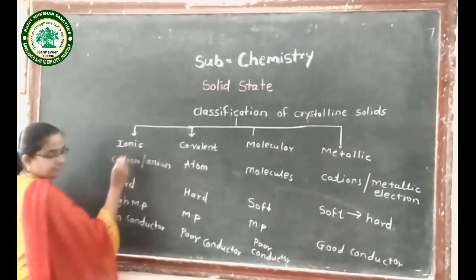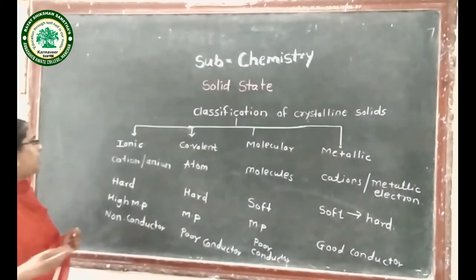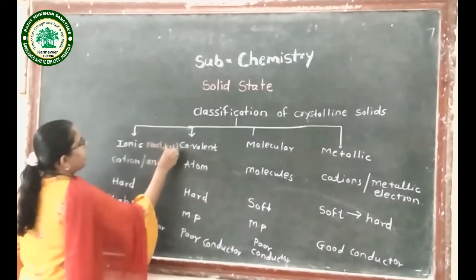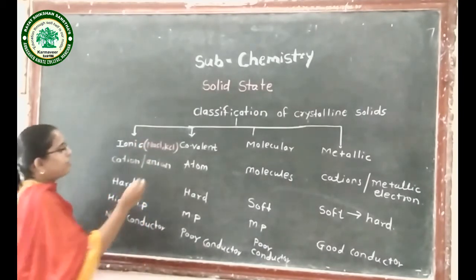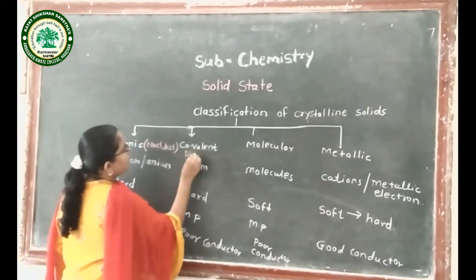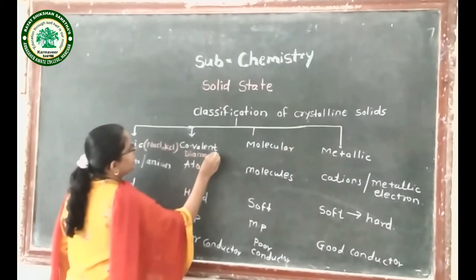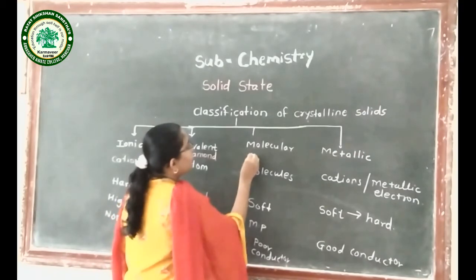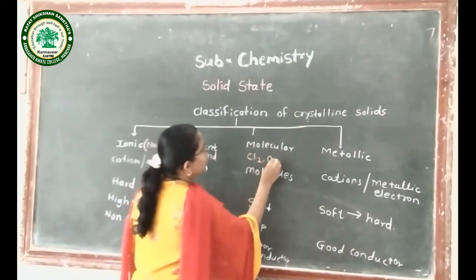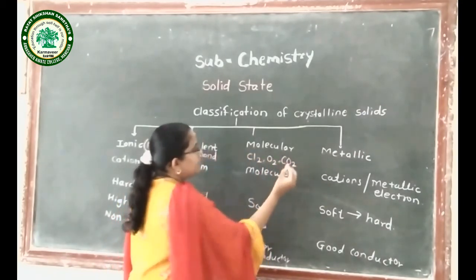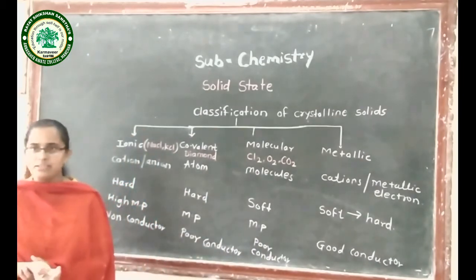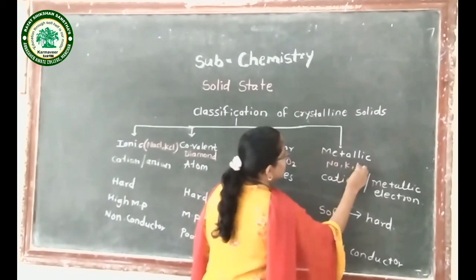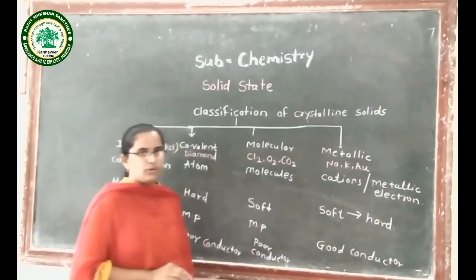Now, which are the examples of ionic solids? Examples of ionic solids are sodium chloride and potassium chloride. Covalent solids: diamond, graphite, fullerene. These are the covalent solids. Which are the molecular solids? Molecules, that is Cl2, O2, CO2. These are the molecular solids. And metallic solids: sodium, potassium, gold. These are the metallic solids.